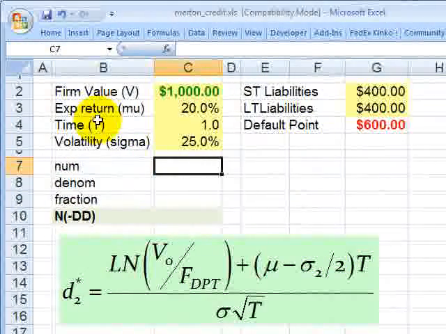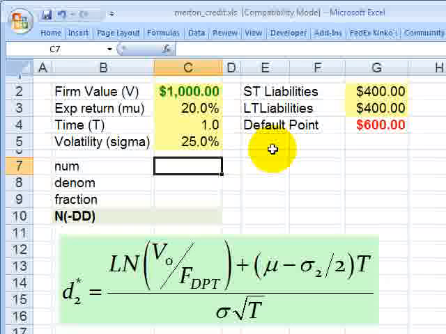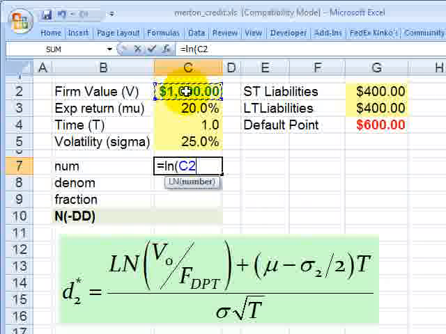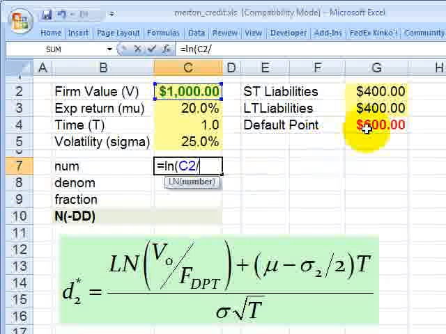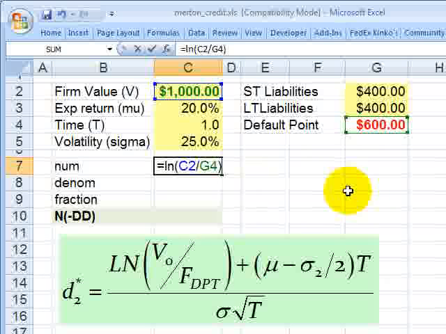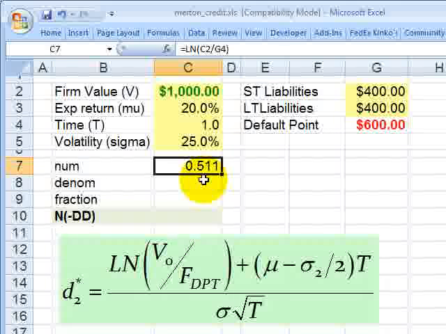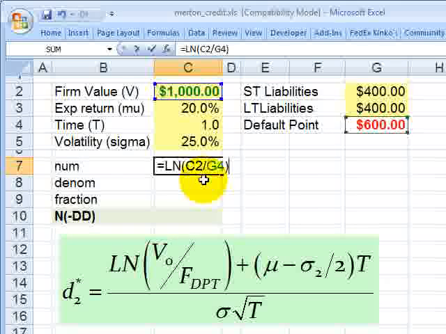So here we are at the top with the same assumptions that we just looked at. At the bottom here I have the formula, and then I'm just going to calculate this in the spreadsheet to show you the formula. So first I'll just do the numerator here. That's going to be the natural log of the firm's value today of 1,000 divided by the default point of 600. Notice if I just stop there, I'm going to get the 51% that represents the cushion that's in the firm's structure on day zero.